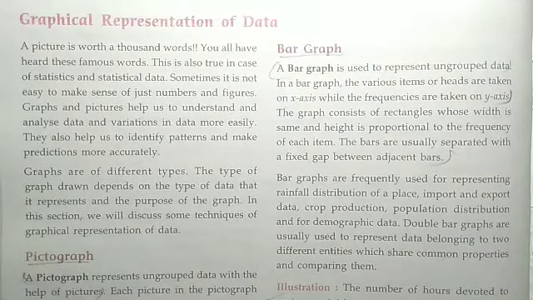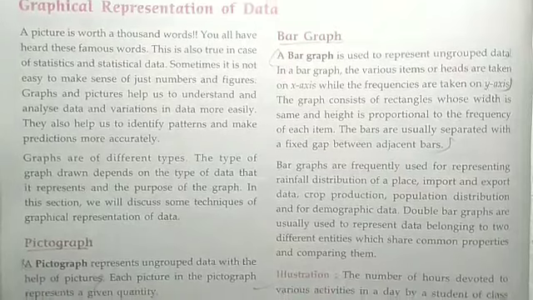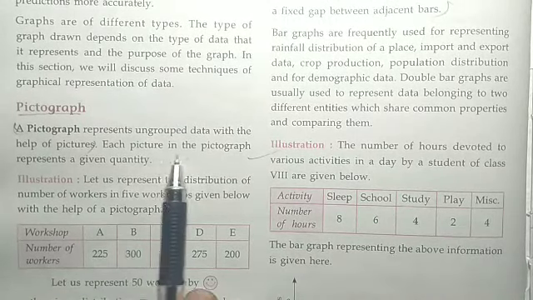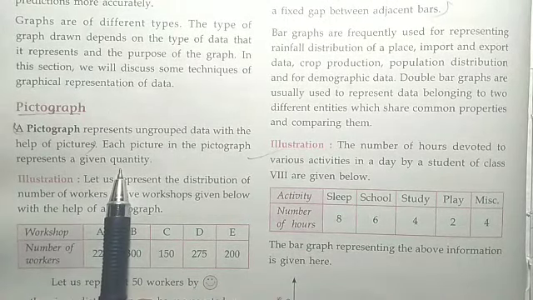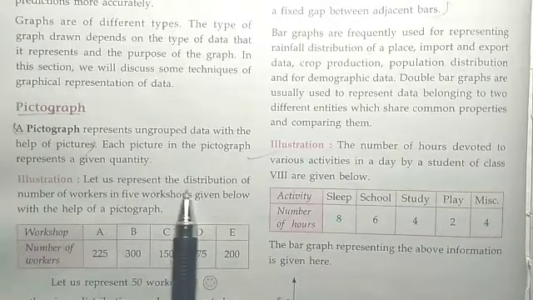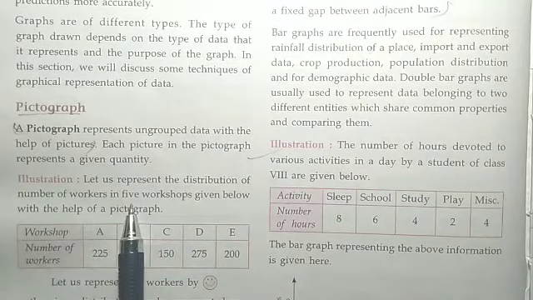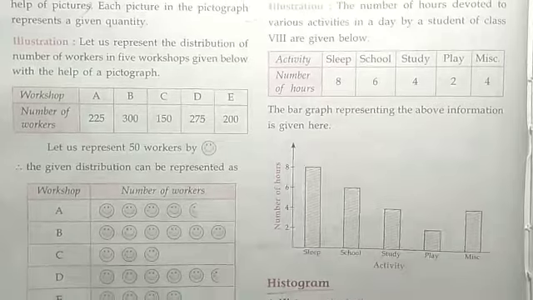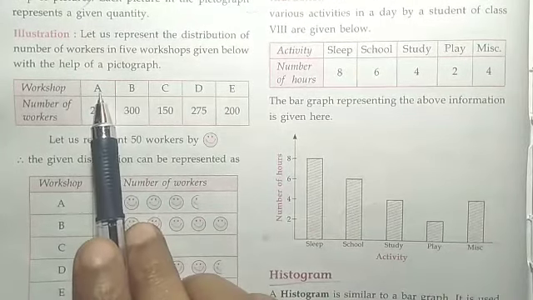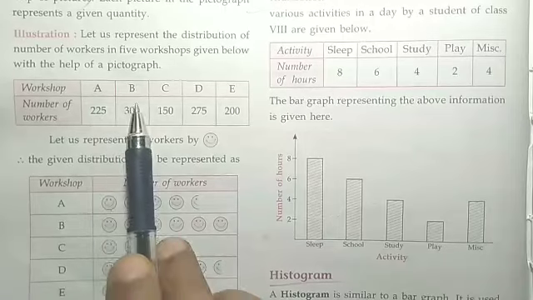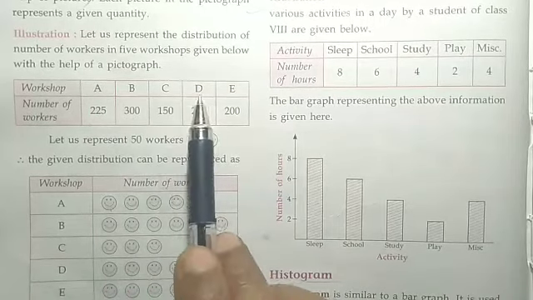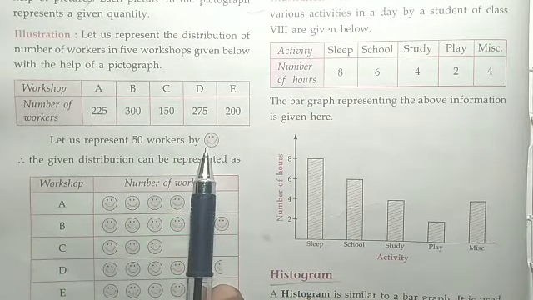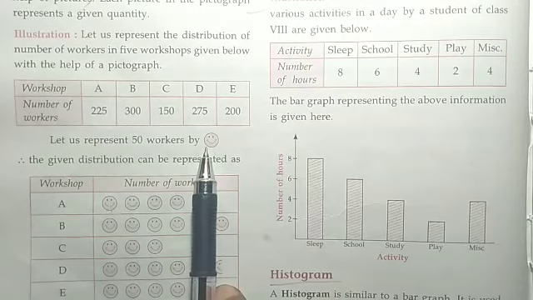First one is pictograph. A pictograph represents ungrouped data with the help of pictures. Each picture in the pictograph represents a given quantity. Let us represent the distribution of number of workers of 5 workshops, A, B, C, D, E, with the help of a pictograph. Number of workers: A 225, B 300, C 150, D 275, E 200. Let us represent 50 workers by a face picture.